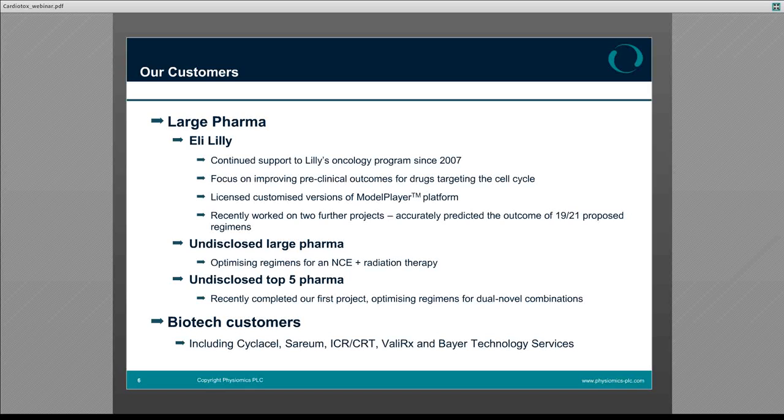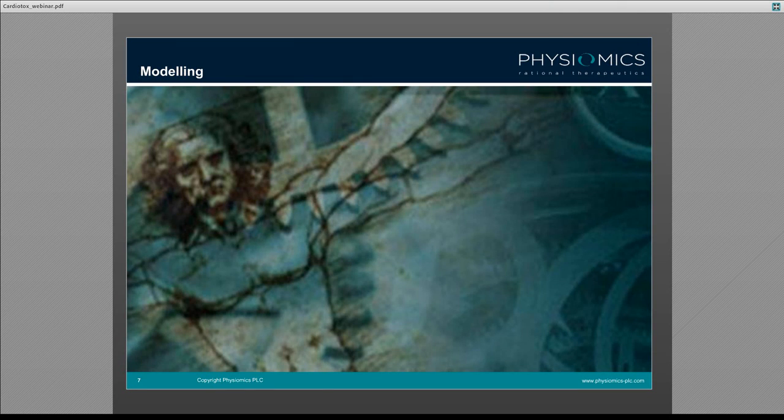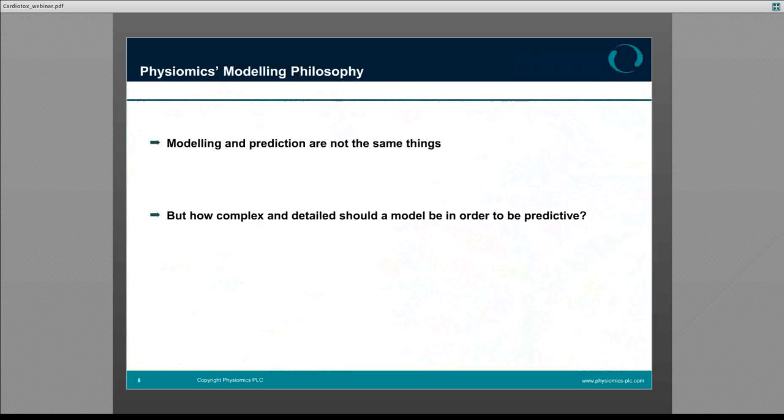So, a brief overview of our customers. We have worked with large pharma, Eli Lilly, whom we've been supporting continuously in oncology programs since 2007. We've also recently been working with some other large pharma companies, and we also have a series of biotech companies that we work with.